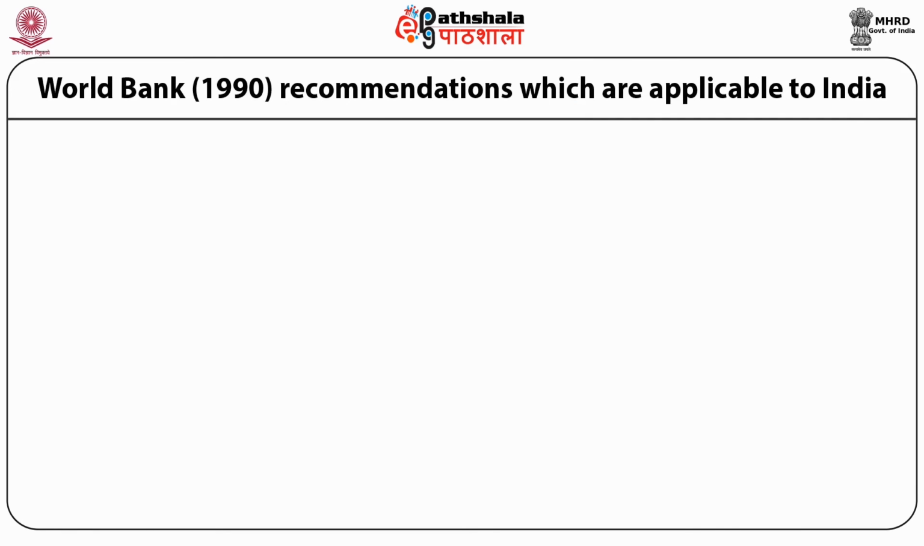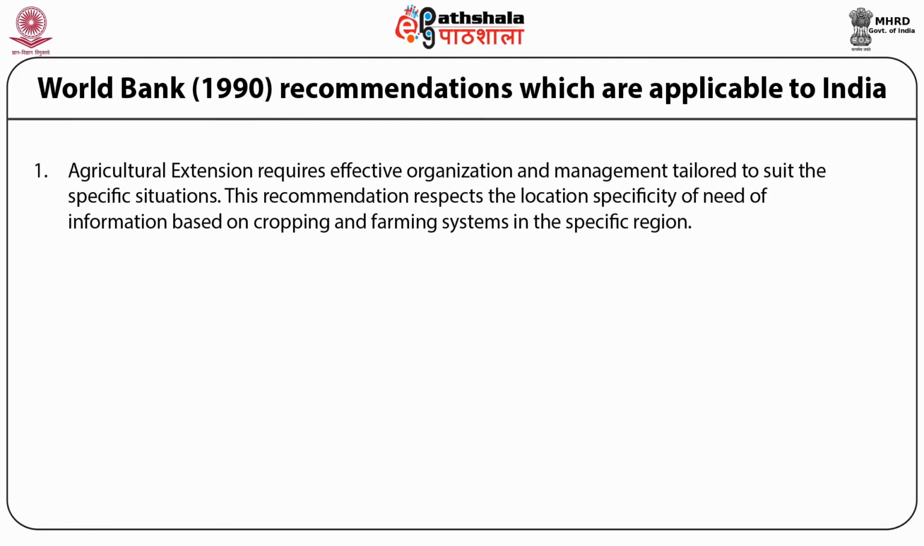Learning from the experiences worldwide, the Agriculture and Rural Development Department of the World Bank in the year 1990 gave the following recommendations, which are applicable to India also. Agricultural extension requires effective organization and management tailored to suit the specific situations. This recommendation respects the location specificity of need of information based on cropping and farming systems in the specific region.